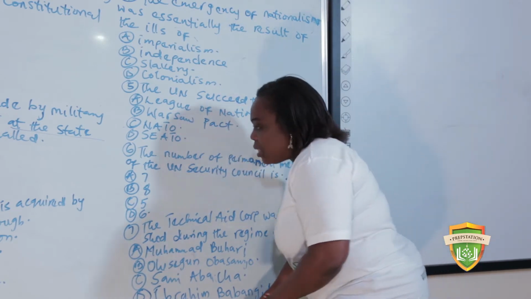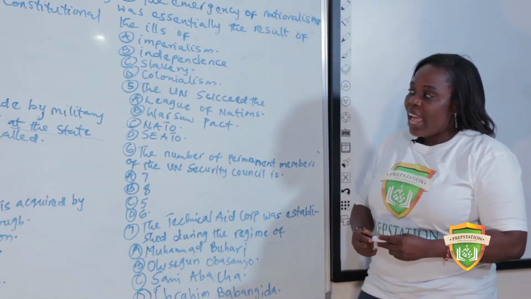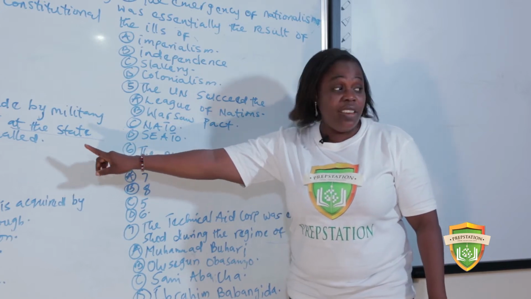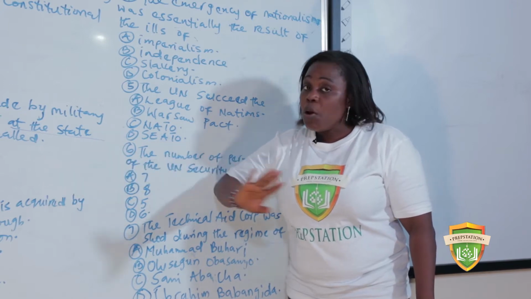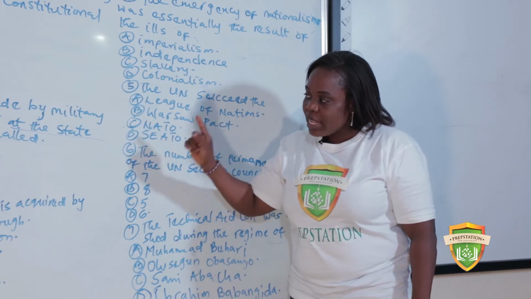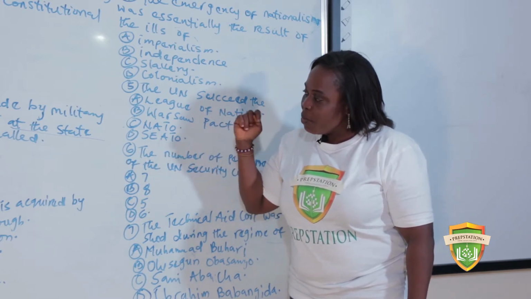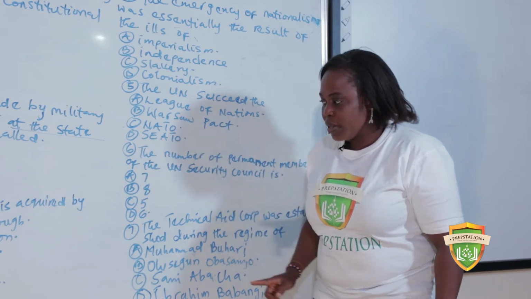So our answer is D. That was why I said a lot of people would have chosen B. You would have thought it was decrees. If you choose decrees, you're wrong. You failed it, because the answer is edicts. Laws made by the military government at the state level. Please take note of this.